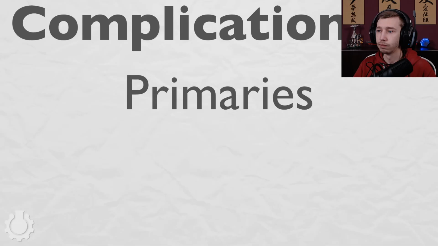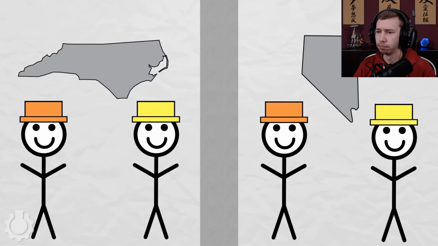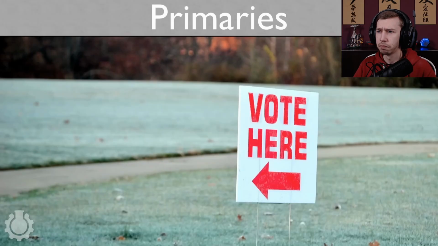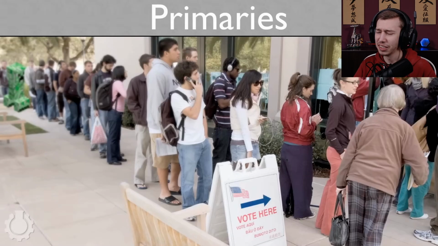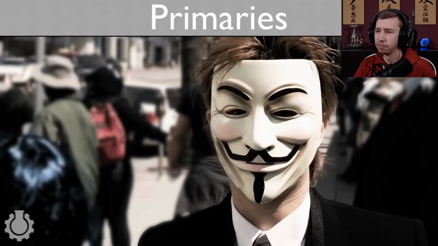Complication number 1, primaries versus caucuses. In every state, the local party leaders decide how to run their elections. The 2 most common choices are primaries and caucuses. Primaries are just like standard elections. Go to the polls whenever you can, stand in a long line, hide in a booth, then tick a box or press a button, and your vote is cast in complete anonymity.